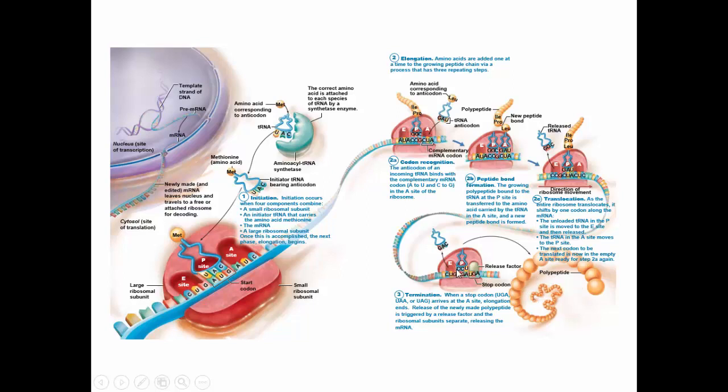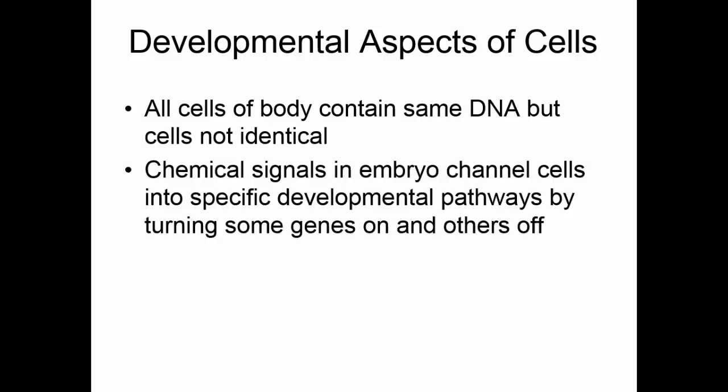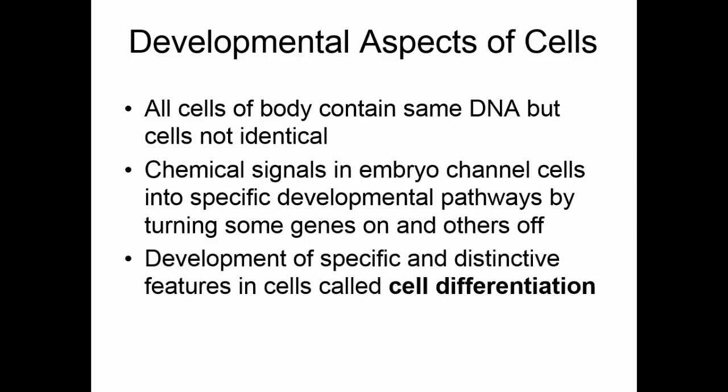There is only one amino acid difference between normal hemoglobin and the hemoglobin S that's found in sickle cell anemia. All body cells will contain the same DNA, but cells are not all identical. Various chemical signals in the embryo will tell cells that they need to change into specific developmental pathways. Some genes are turned off, others are turned on, so that while everybody has the same genetic code, they're not using all of the code. The development of these specific and distinctive features of cells is called cell differentiation.